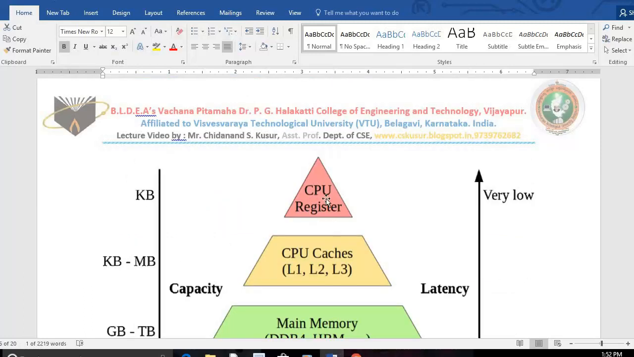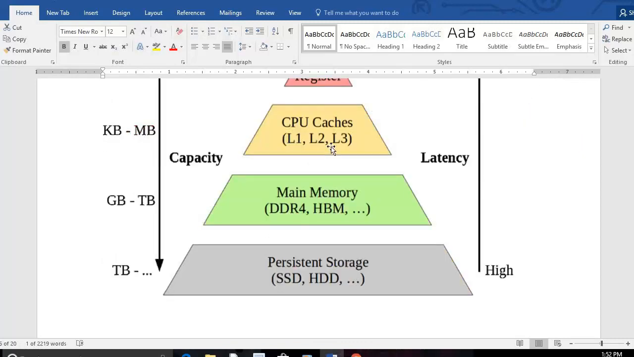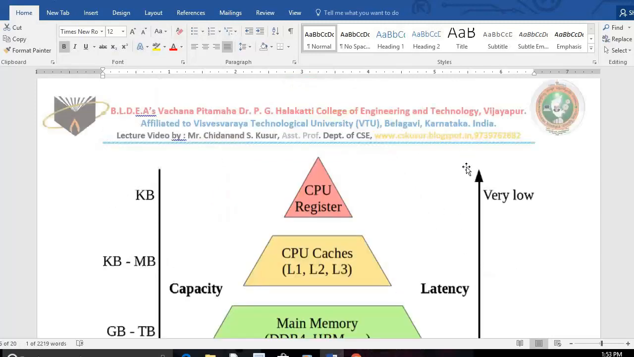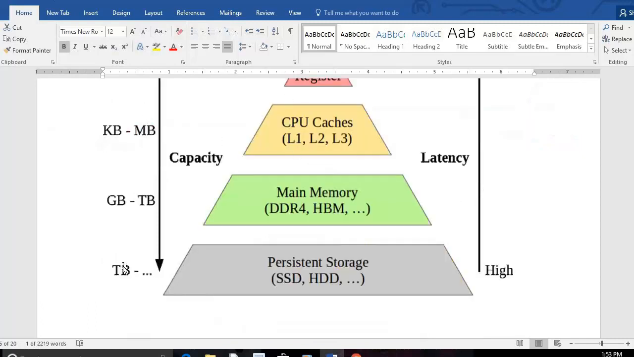The processor has some registers, which are memory, very costly and working with high speed. CPU caches, L1, L2 and L3, are also memory, very costly and high speed. Then main memory, RAM, and secondary memory, SSD and HDD. At the top, storage size is very low, with less storage space, but it works with high speed. When you come down, we get more space, but speed is slow.